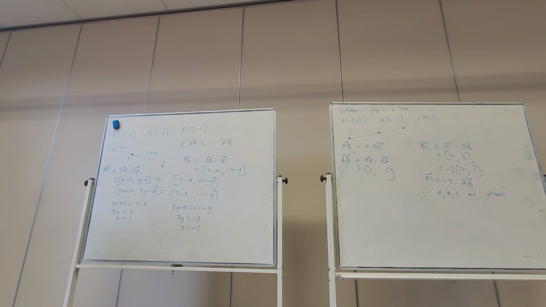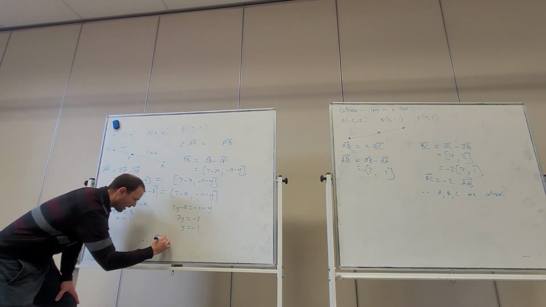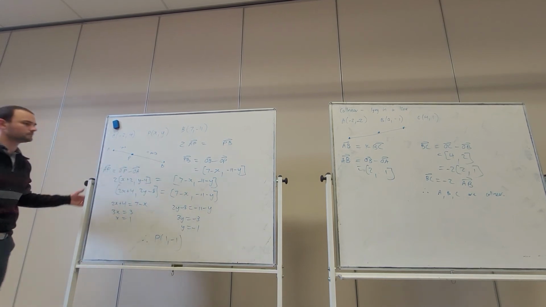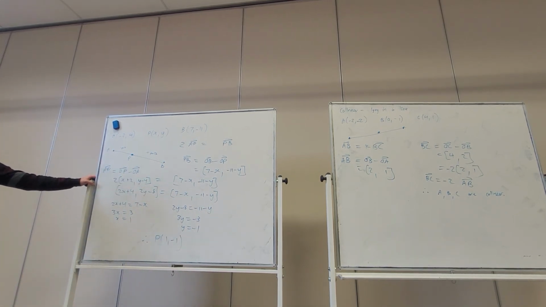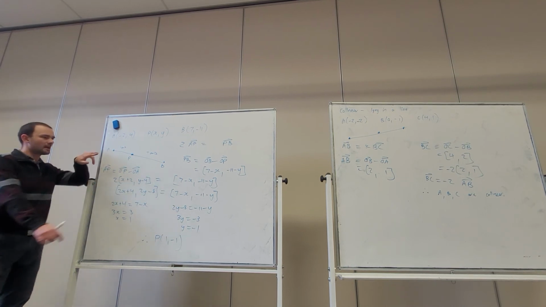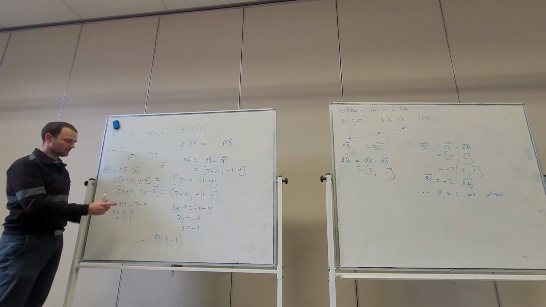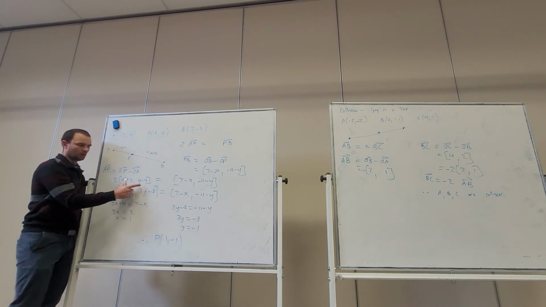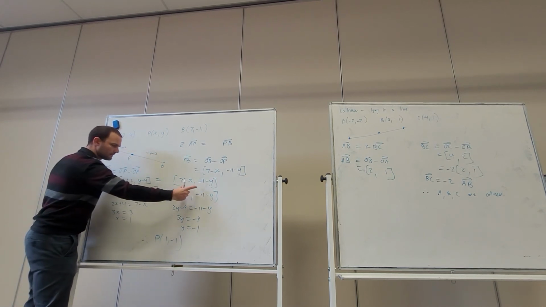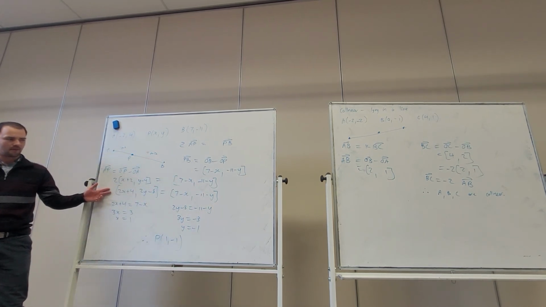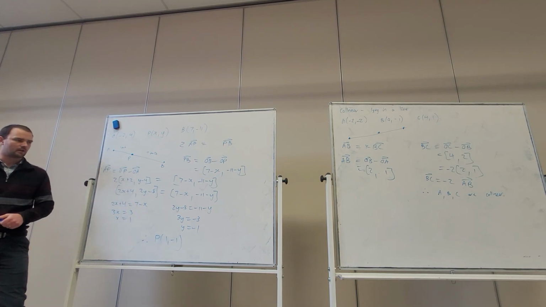And so therefore the coordinates of point P are 1 and minus 1. So what do we have to do? We found AP, we found PB. We had to make the link in the relationship. 2 lots of AP equals PB. And then equate the horizontal and the vertical parts to find the coordinates.